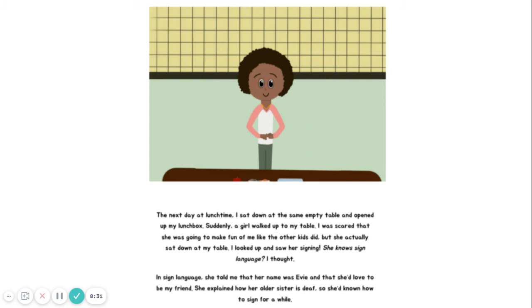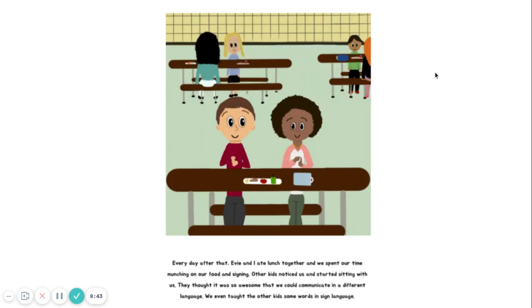In sign language, she told me that her name was Evie and that she'd love to be my friend. She explained how her older sister is deaf, so she'd known how to sign for a while. So what do you think? You think Evie is going to be a good friend? Yeah?